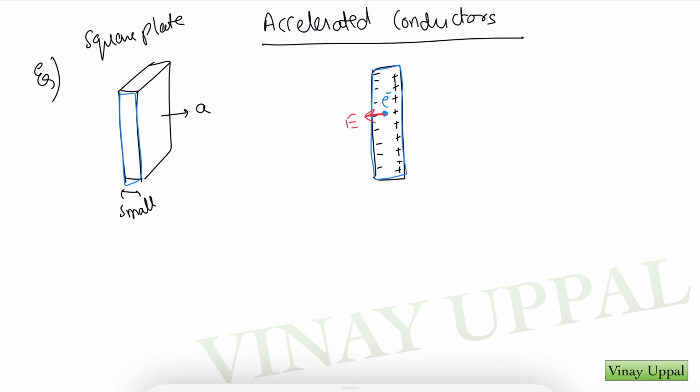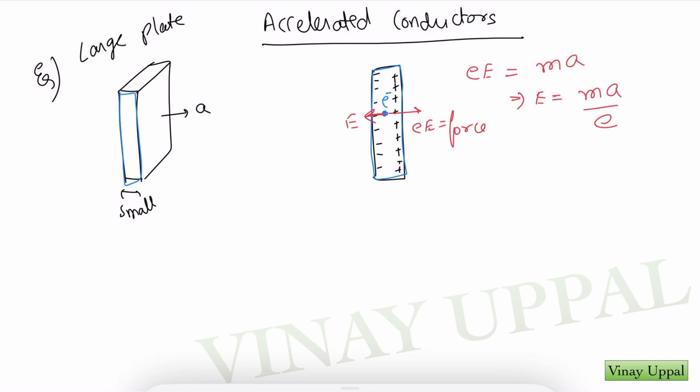So how much will be the magnitude of the electric field? I'll have e times E as the force to the right on the free electron, which should be equal to the mass of the electron times A. So the electric field that will be generated is mA by e. This is the electric field that will be generated inside this square plate when it's accelerated. Actually, it need not even be a square. Let's say it's a large plate. Large means the thickness is small compared to the side lengths of the face.